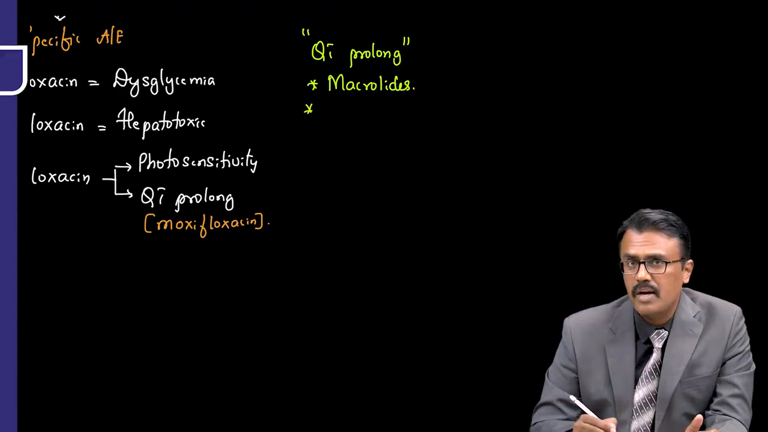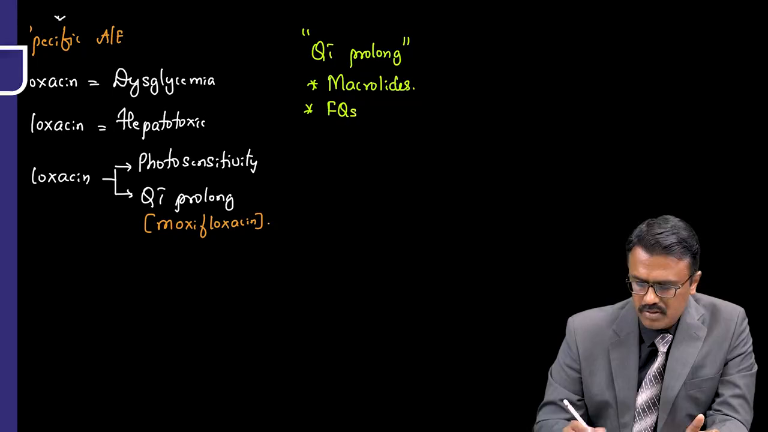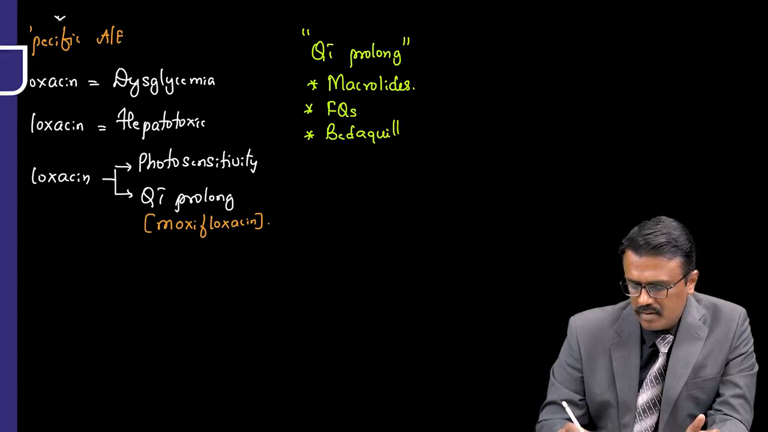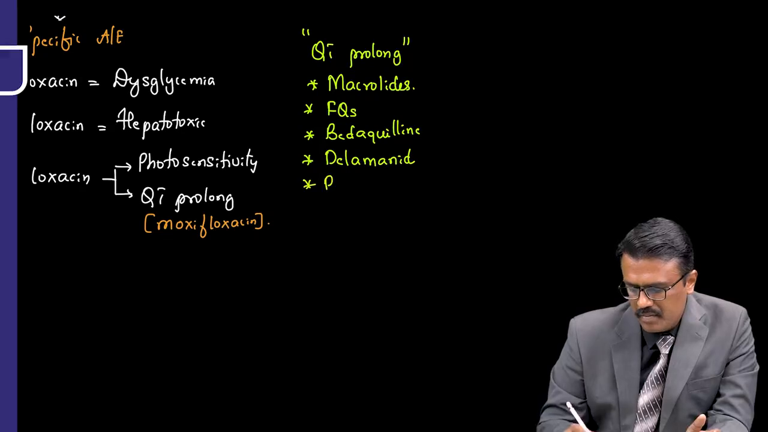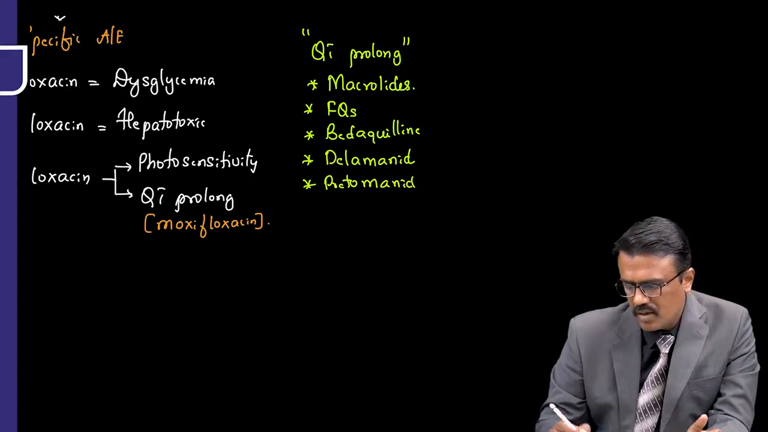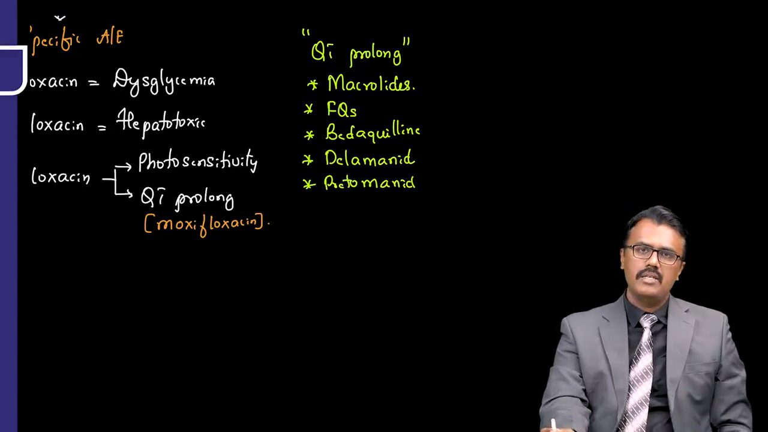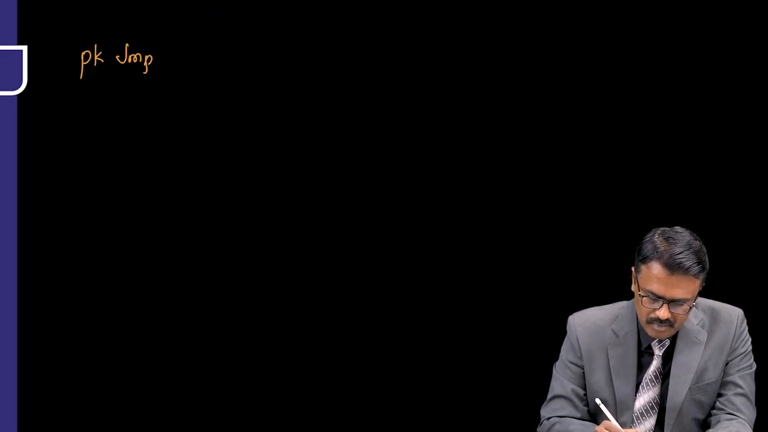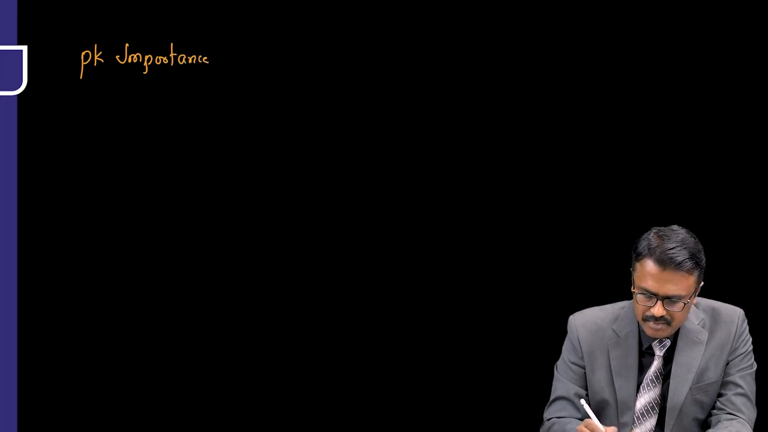So the antibacterial drugs, macrolides, then fluoroquinolones, the TB drug bedaquiline, and then the new drugs delamanid and pretomanid. So these drugs can cause QT prolongation, very, very commonly asked in the exams. Now there are some pharmacokinetic points you need to keep in mind, which are going to be asked in the exam.